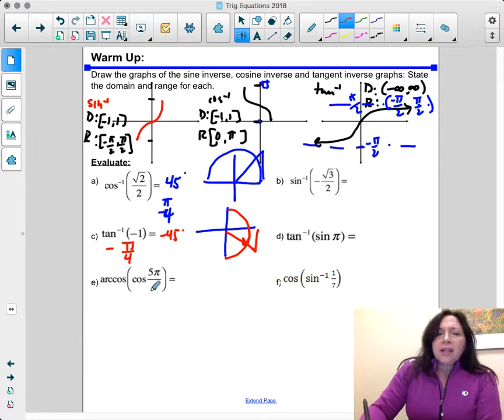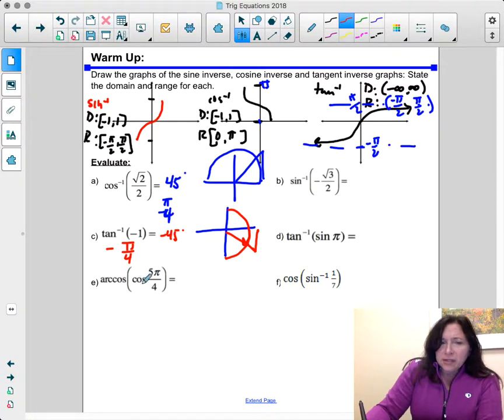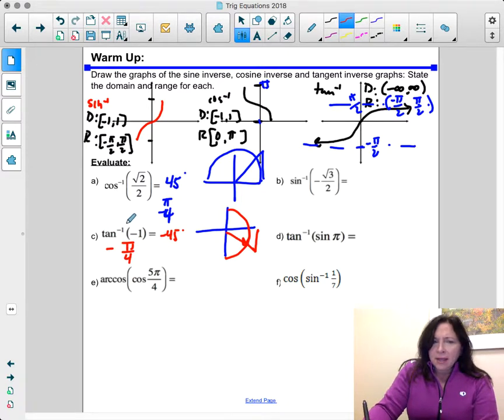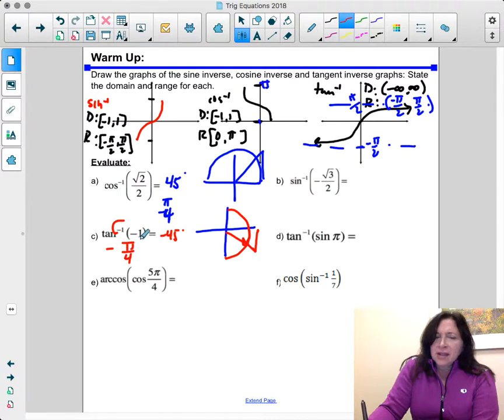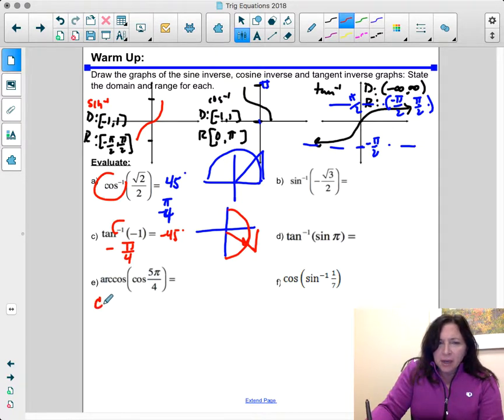For this one right here, what is cosine? Notice this is a cosine without an arc, without an inverse. So that's asking for a numeric value, where this is asking me for an angle. Where's my angle where tangent is -1? Where's my angle where cosine is this? So if this is arc cosine, I need to find what cosine of 5 pi over 4 is.